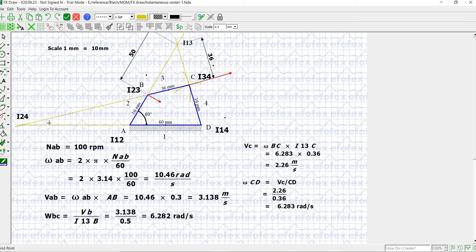Hope you all understand this, and we will wind up for today's session. I will come with one more problem on a slider crank mechanism.